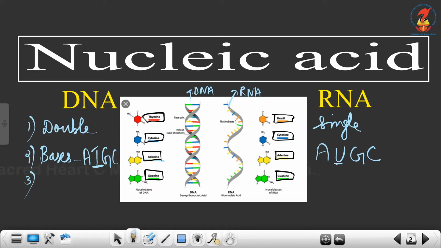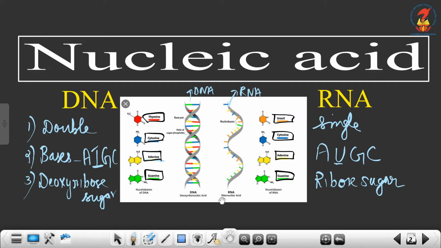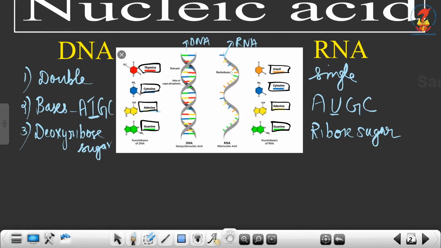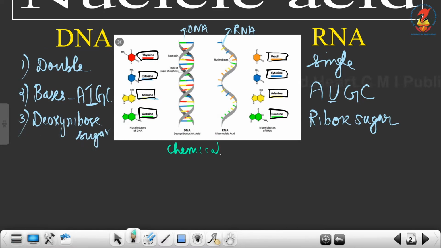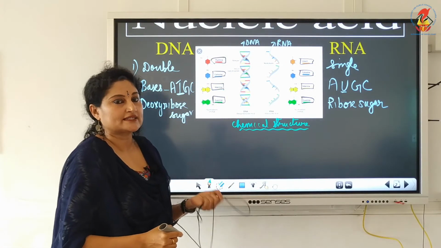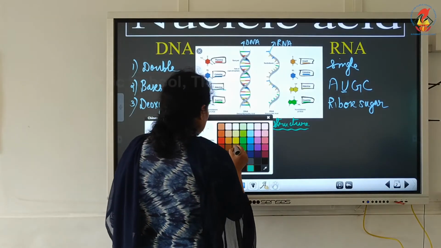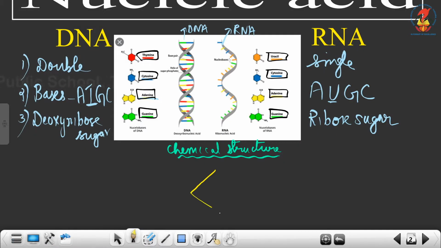Third difference is with respect to the sugar. In DNA, the sugar present is the deoxyribose sugar, whereas in RNA, the sugar is the ribose sugar. Now, here warrants a diagram, the chemical structure of sugar. And I am drawing a common diagram for both because this is just the difference of a group that is attached. So, the basic structure is the same for both. So, this is the way you have to draw the diagram.